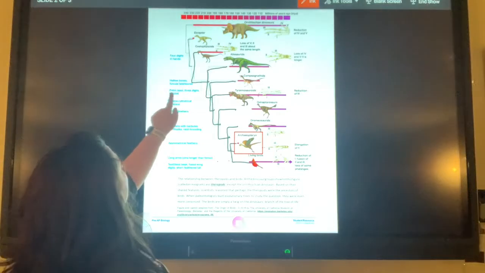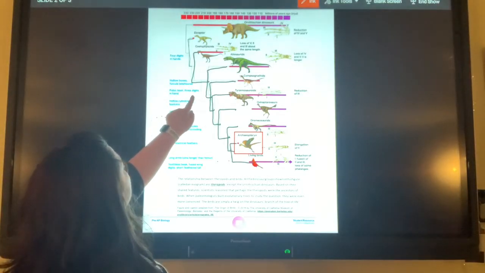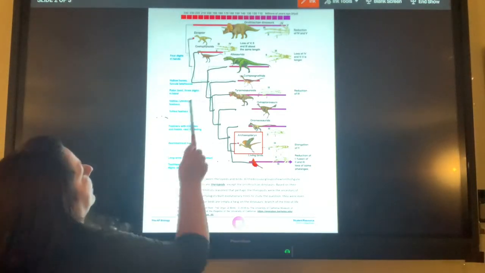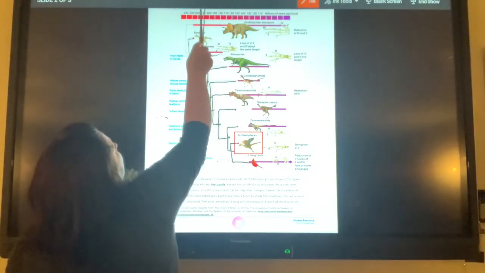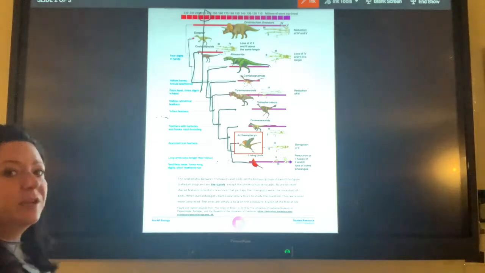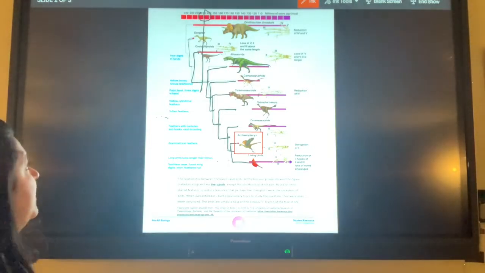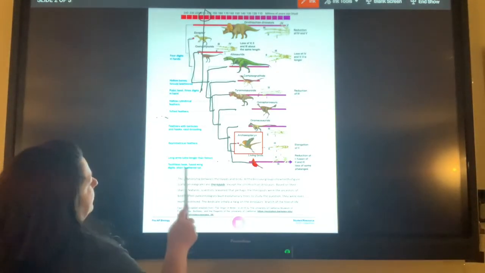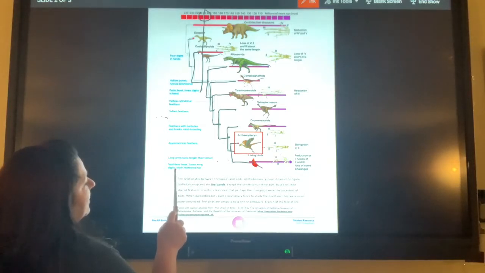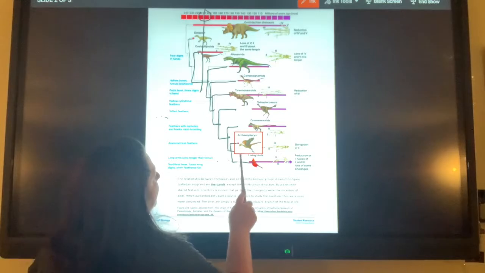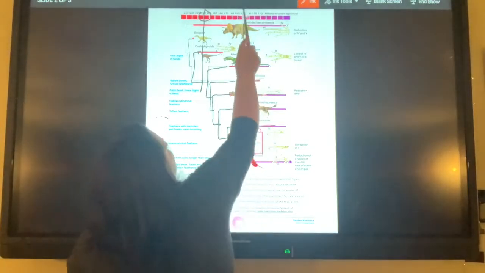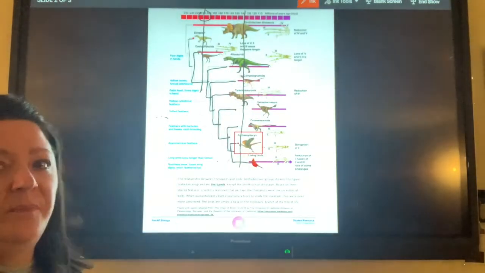So here, the pubic boot and the 3 digits in the hand developed, okay? And it's showing you this vertical line. So if you go up from the vertical line, that means it developed around 210 million years ago, okay? This toothless beak, fused wing digits, and shortened feathered tail developed here. And if you go all the way up, it's about 140 million years ago, okay?